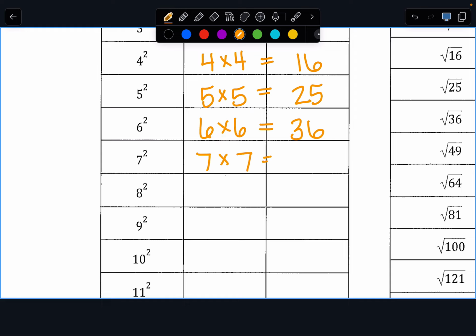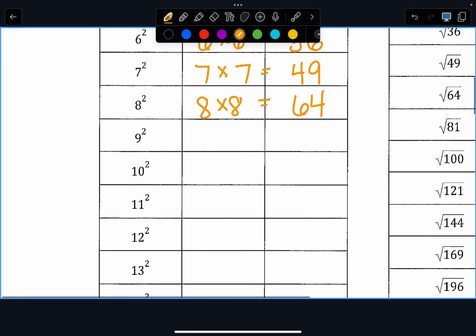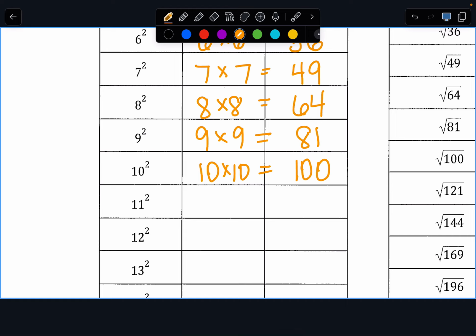7 squared means 7 times 7. 49. 8 squared is 8 times 8. 9 squared means 9 times 9. Okay. And then 10 squared, 10 times 10 is 100. You should know those without having to process through too much because you've known those multiplication facts for a while.